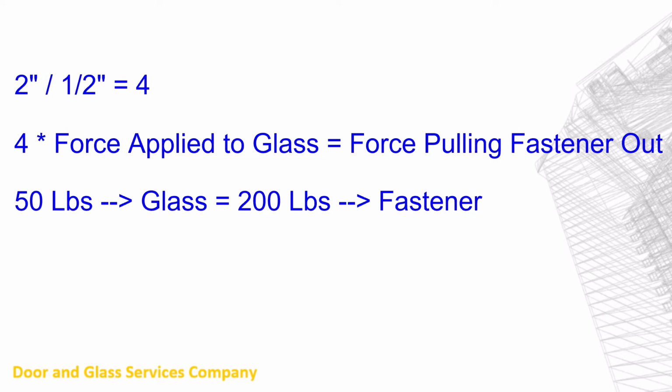If you recall, the building code requires the glass to resist 50 pounds a linear foot. That's section 2403. 50 pounds times 4 is 200 pounds. So there's going to be 200 pounds of pull-out force applying to each linear foot of the channel.